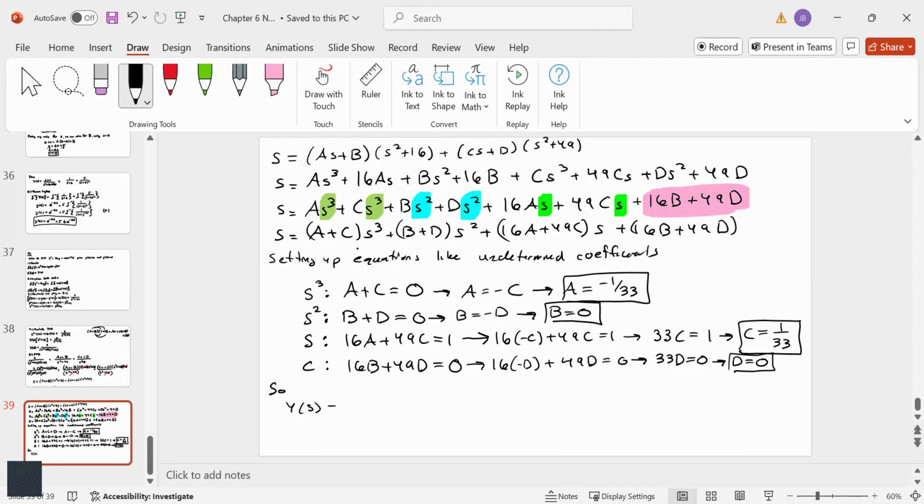So y of s is now equal to, after this entire process, which was s squared plus 49 times s squared plus 16, has become, and I just got to make sure I put the coefficients in the right spot, a was negative 1 over 33, s plus 0 over s squared plus 49, plus c, 1 over 33, s plus 0 over s squared plus 16.